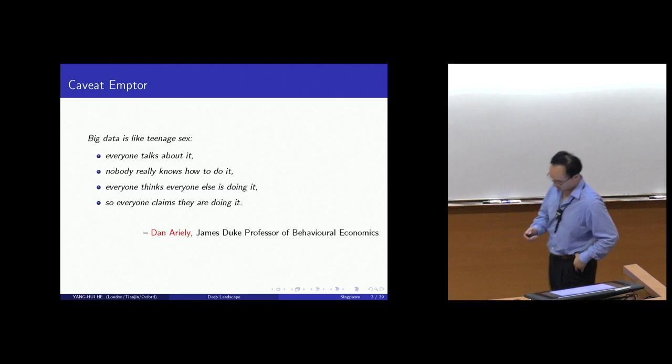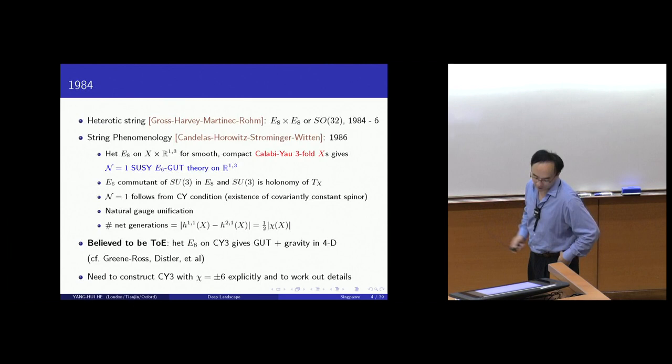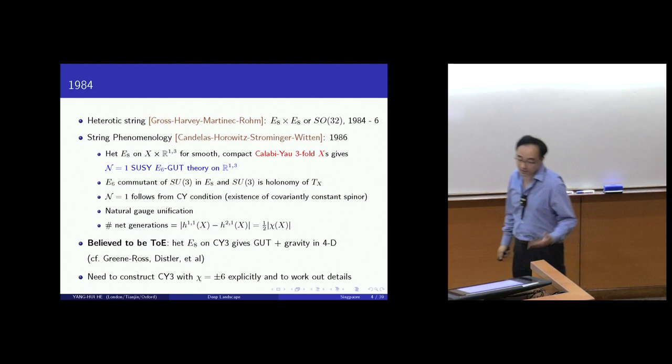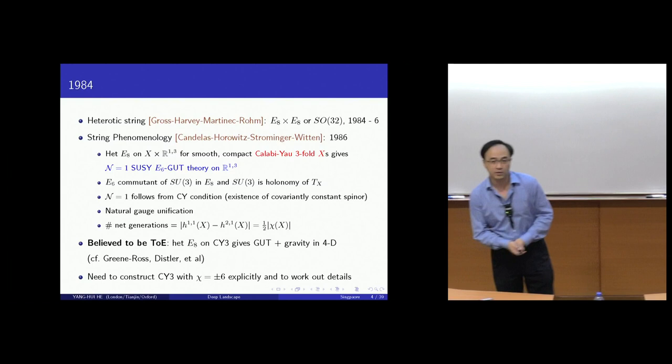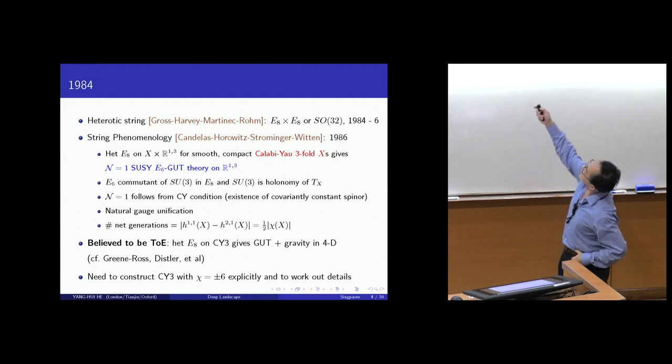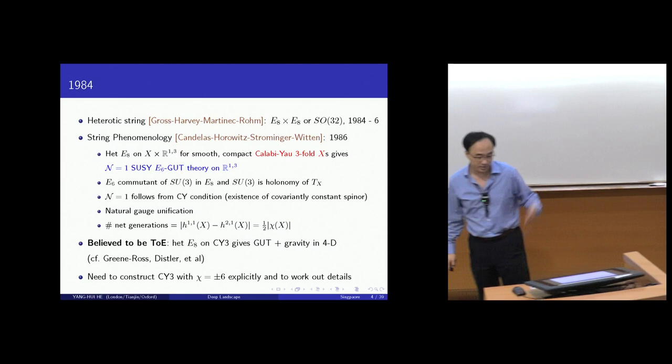So our story begins in 1984, with, of course, the discovery of the heterotic string, and the subsequent beautiful paper here, which started the concept of string phenomenology: that string theory is not just a unified theory of gravity with quantum mechanics, but also a potentially realistic theory which could incorporate the standard model. In particular, the gauge group E8 contains the standard model. So this was the key point.